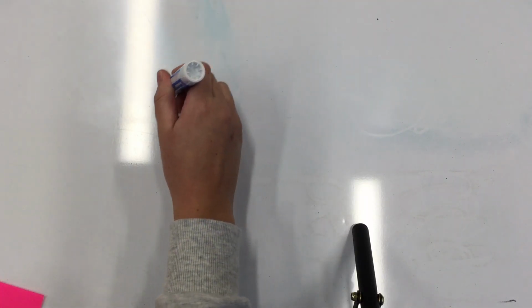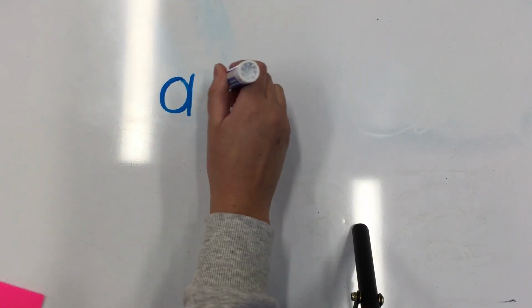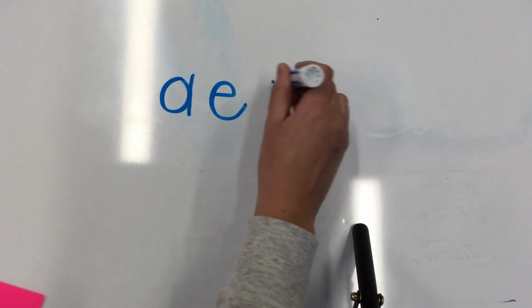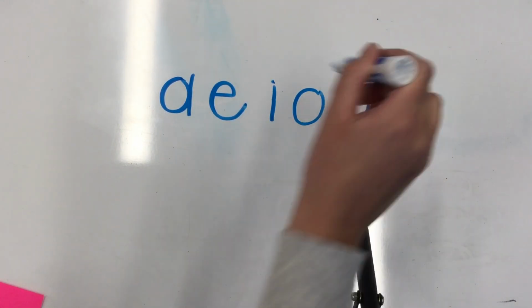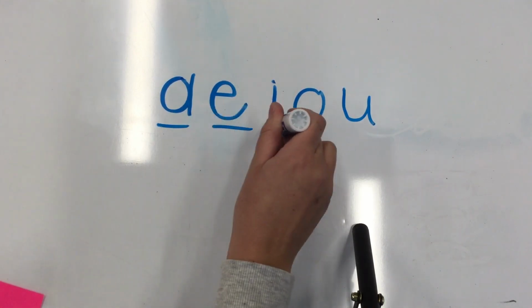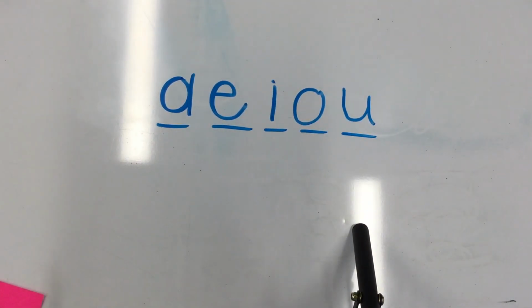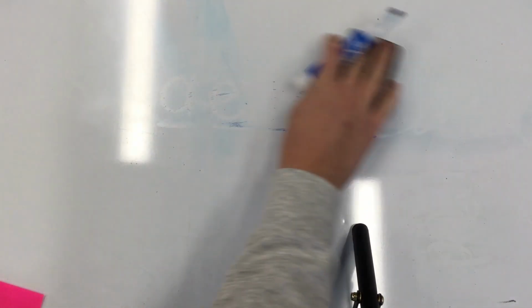In phonics today, we are going to continue to talk about consonant blends. If you remember, the alphabet is made up of letters. Some of those letters are vowels and some of those letters are consonants. Let's go over our vowels again. A, E, I, O, and U. So if these are vowels, all the other letters in the alphabet are consonants.